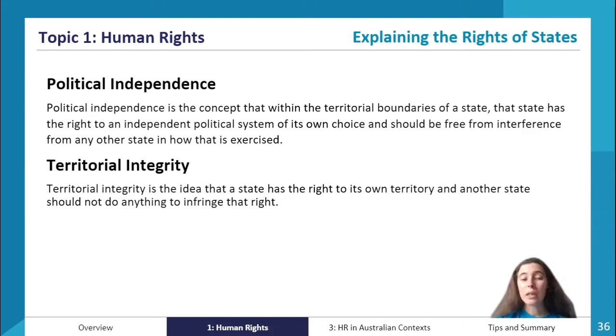Territorial integrity is the idea that a state has the right to its own territory, and again, another state shouldn't do anything to infringe that right. So again, when we think of territory, we're thinking of any of the area that makes up that state. So again, the borders of Australia is an example.